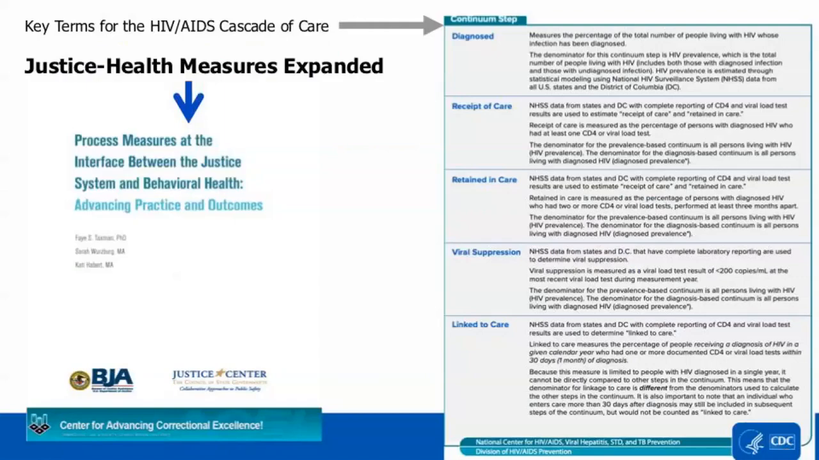So what am I talking about, the interface document? First, let me just begin that in the CDC document, they have a definition for each of these different aspects: diagnosis, receipt of care, retained in care, viral suppression, and link to care. I'm not going to read through those right now.